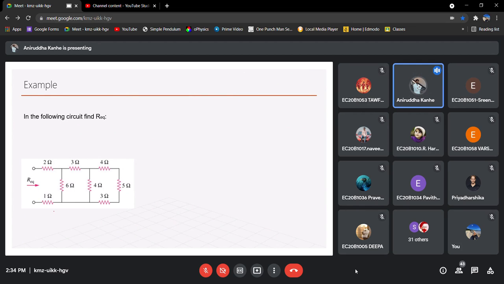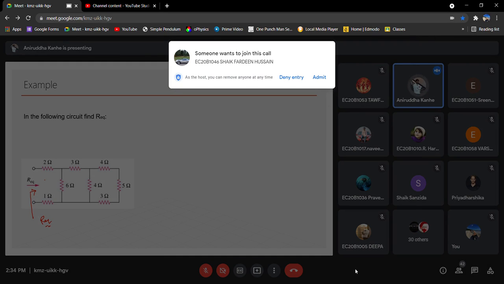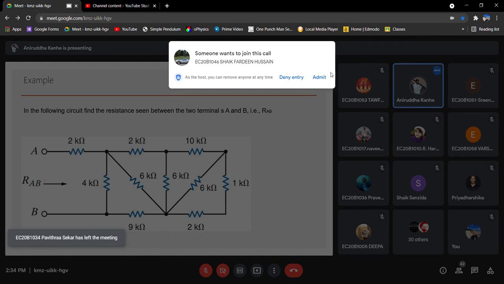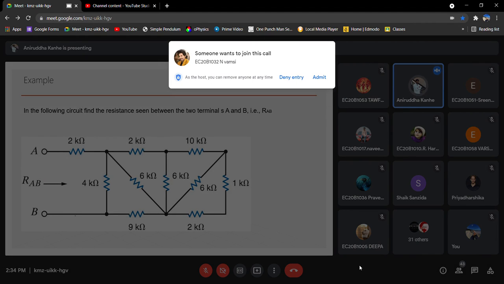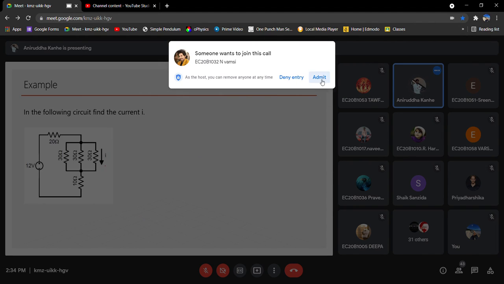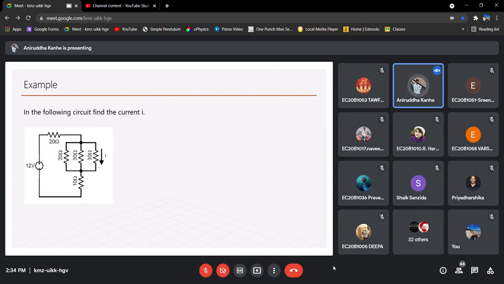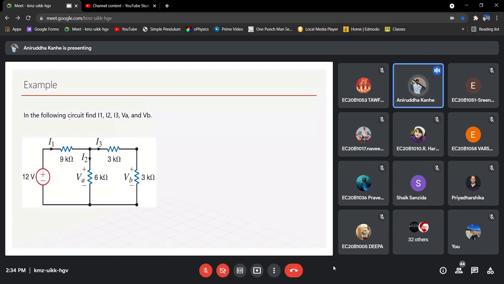Now, we considered some examples. We calculated the equivalent resistance looking into a circuit, and then discussed another example where again we calculated the resistance looking into the port. Then, with some more examples using the current division rule, you can find the current flowing in a particular branch. Today we'll again see one example and then move on to loop and node analysis.